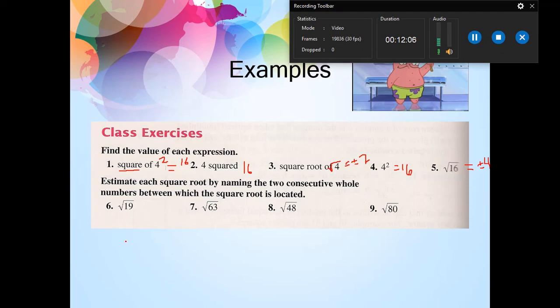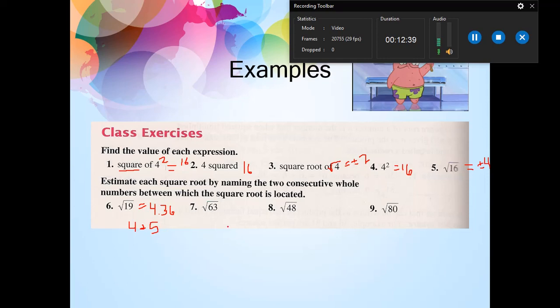For number 6, it says estimate each square root by naming the 2 consecutive whole numbers between which the square root is located. So again, you can put this into your iPad. The square root of 19 is going to be 4.3589. So I'm going to round it off to 4.36. What they really want to know is that this falls between 4 and 5. That's supposed to be an and sign.